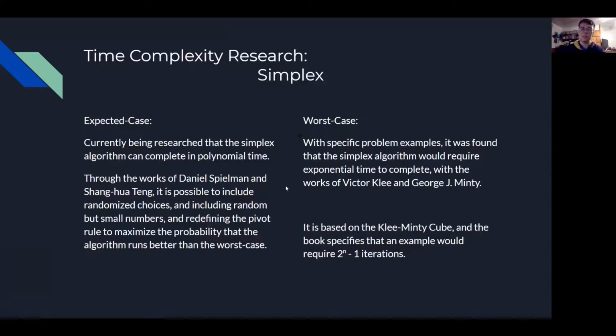And then there was another thing figured out in which they could determine the worst case for the simplex algorithm. And this was done by Victor Klee and George J. Minty. They developed a specific set of problems which can be called the Klee-Minty cube. And the textbook specifies that with their example, it would require 2 to the power of n minus 1 iterations. In other words, the worst case time would be exponential time.